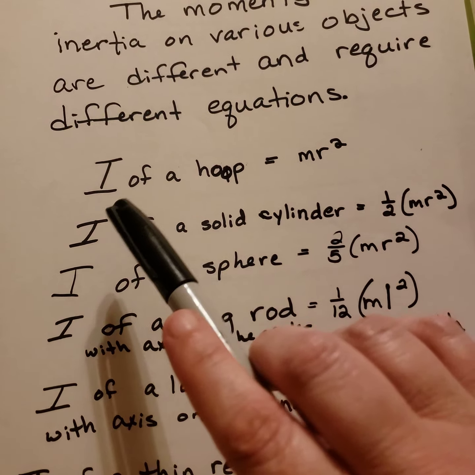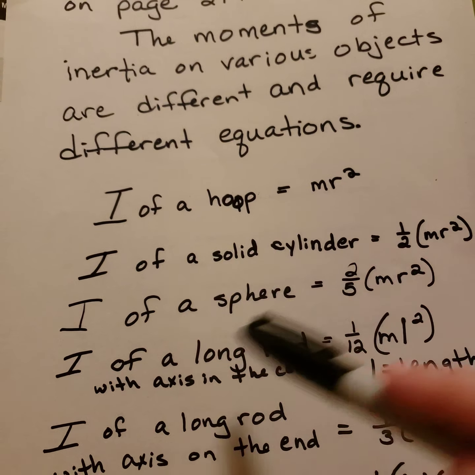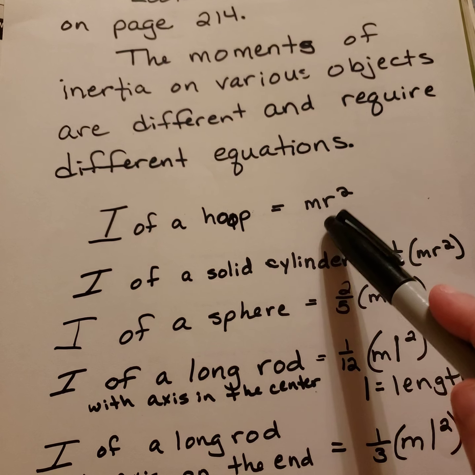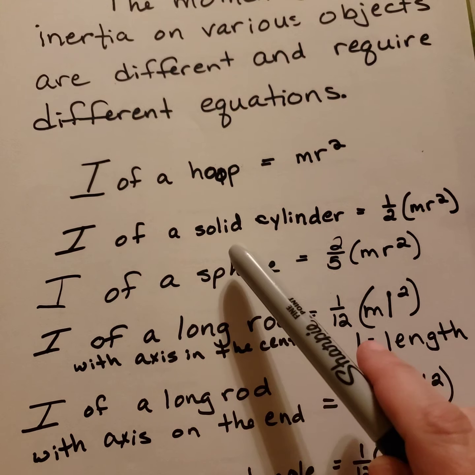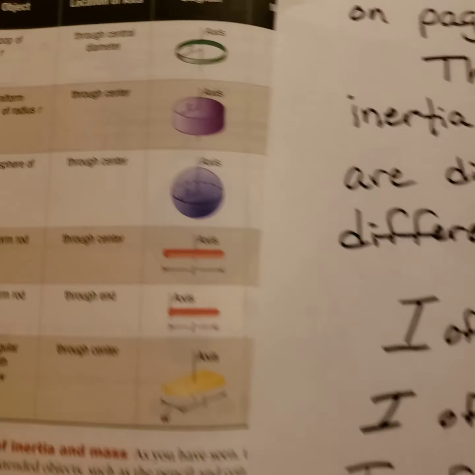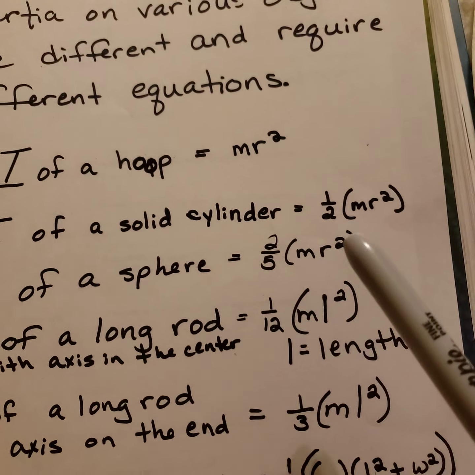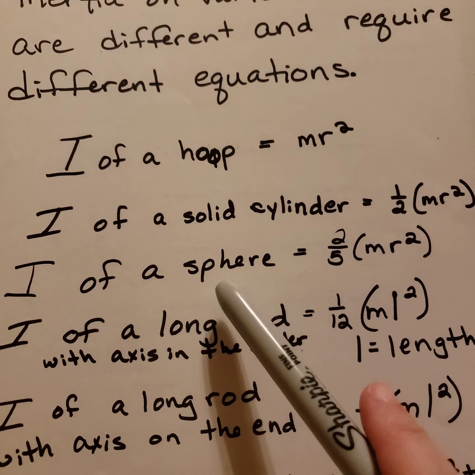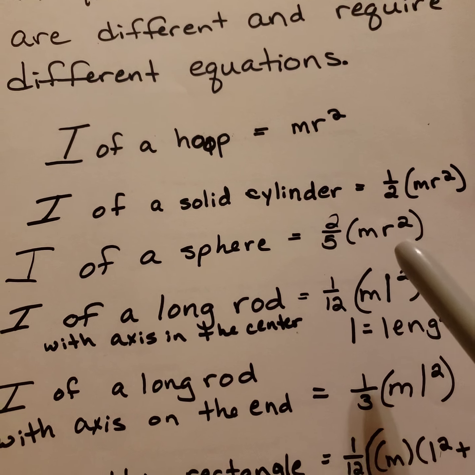The moment of inertia for a hoop, like if I'm making you measure a hula hoop, you just use I equals mr squared. Just the basic formula. But what if you have a solid cylinder? Well, a solid cylinder is 1/2 mr squared. Or a sphere, like a basketball, it's 2/5 mr squared.